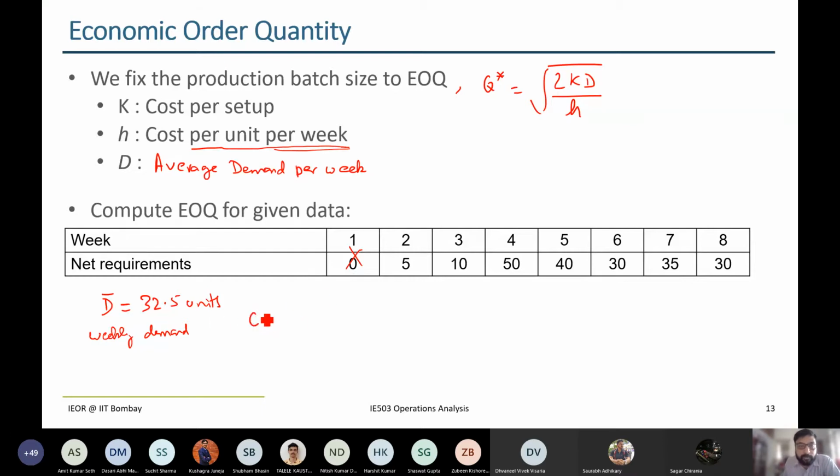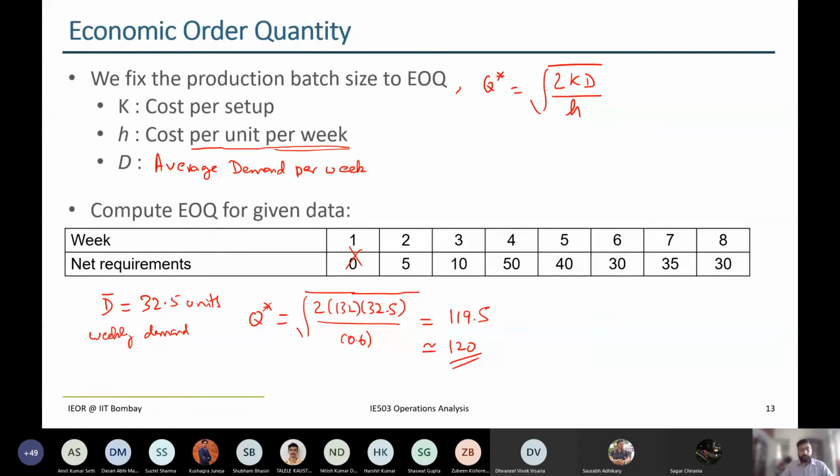So we have D bar, and then I can compute our Q star based on this. It's nothing but the square root of 2 into K into 32.5 by 0.6. Q star comes out to be 119.5, which let's approximate to 120 units. So now whenever we need quantity, let us assume that we are going to produce 120 units. So that's the policy using EOQ.